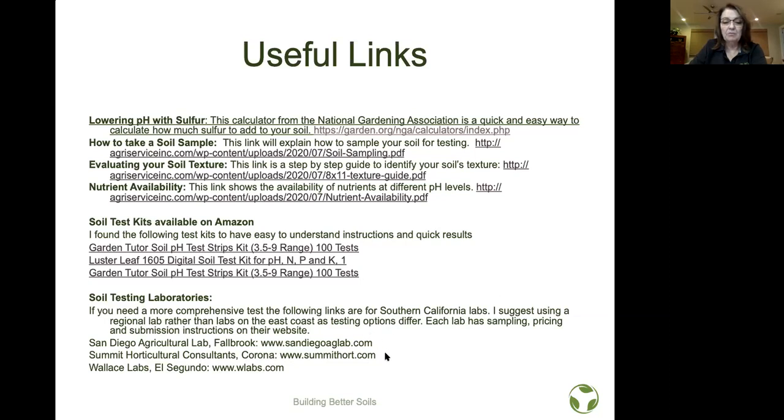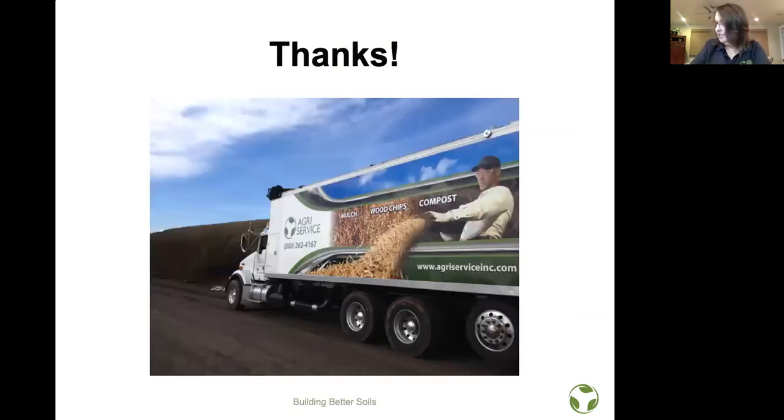So probably the first two have reports that are going to be much easier to read than Wallace Labs, which is just the numbers, which is kind of tough sometimes for people. So that pretty much was what I was going to talk about.